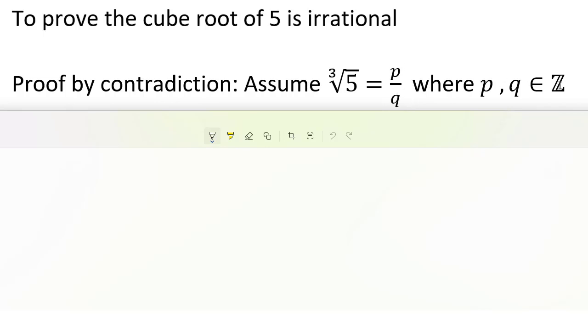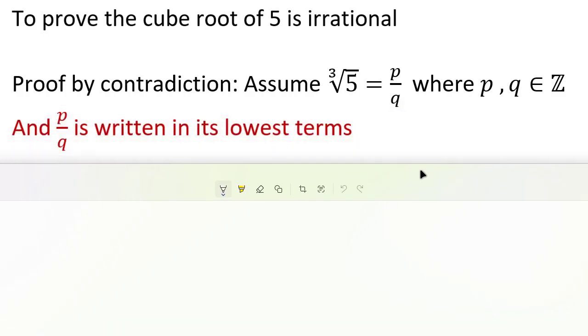Make sure you've said p and q are contained in the integers, and make sure it is stipulated that p and q is written in its lowest terms. In other words, they can't both be even. They can't both have a factor of 5. They can't have anything in common. They can't have any factors in common.